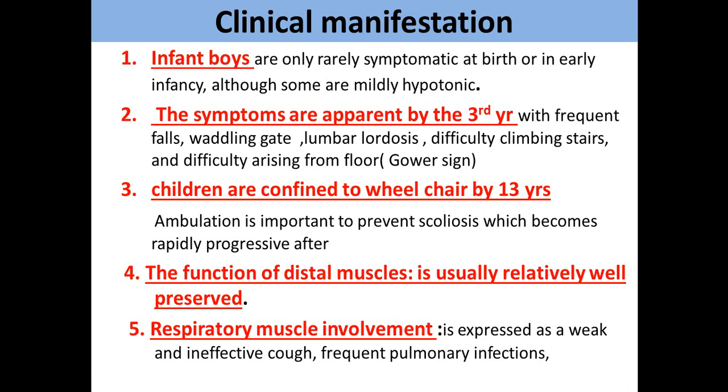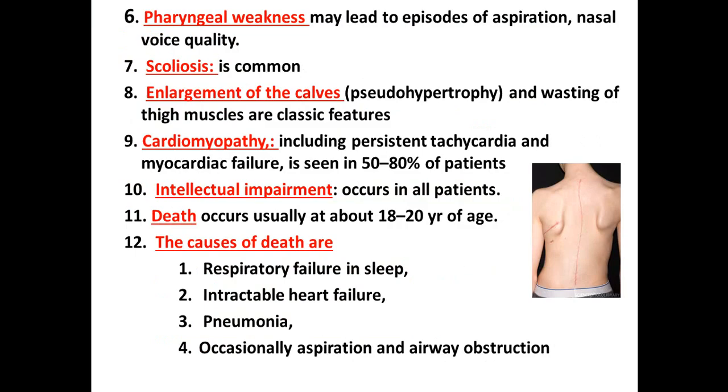If they can move and ambulate, they prevent scoliosis. But when they are confined to a wheelchair, scoliosis appears earlier. The function of the distal muscle is preserved. Respiratory involvement also is present, and here the respiratory muscles are affected, there is weak and defective cough, and they get repeated chest infections. Pharyngeal weakness also is evident. There is recurrent aspiration and nasal voice quality.